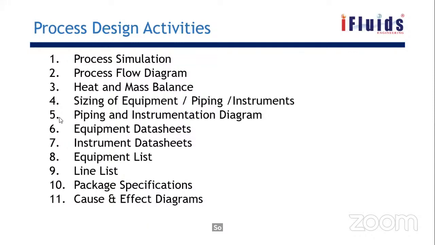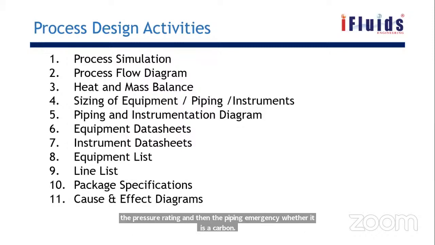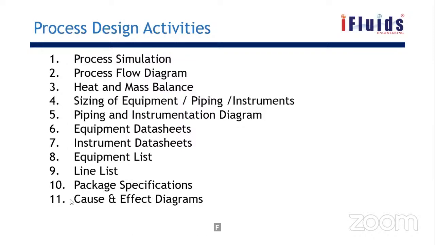From the P&ID, point number 5, we will be making a line list, piping list. The P&ID will be showing equipment to equipment connected through piping, with details like from which equipment to which equipment, and the piping details like line size, pressure rating, and the piping MOC, whether it is carbon steel or stainless steel. All those details will be listed in the line list.